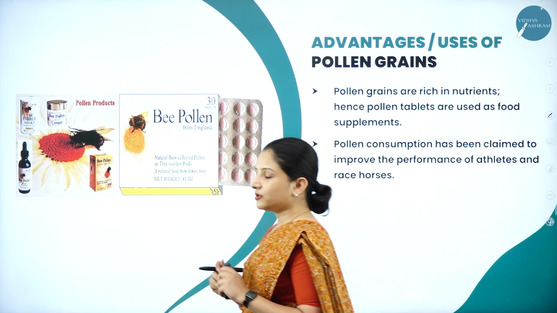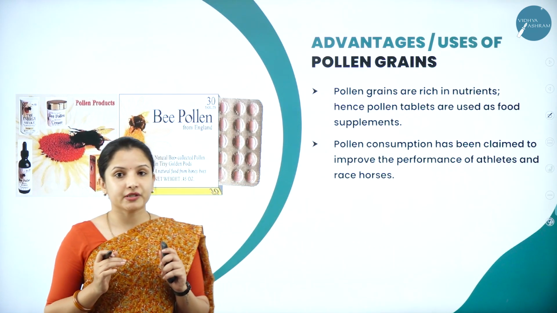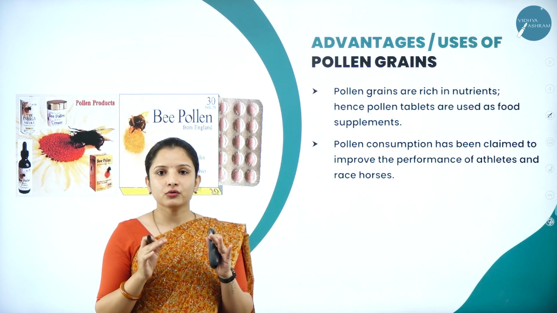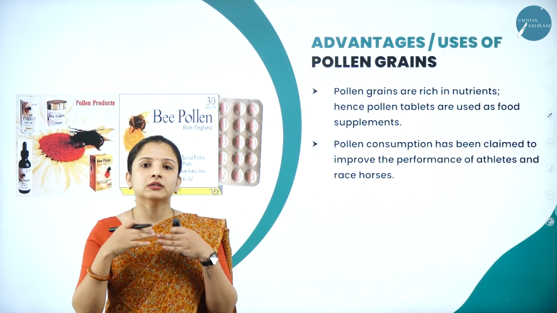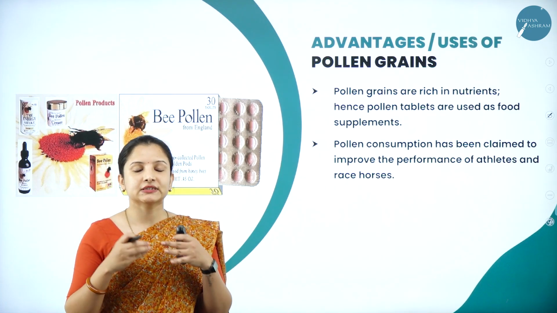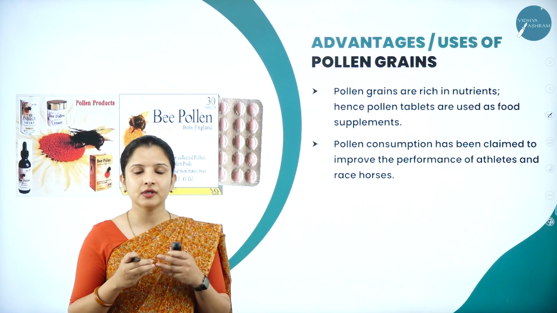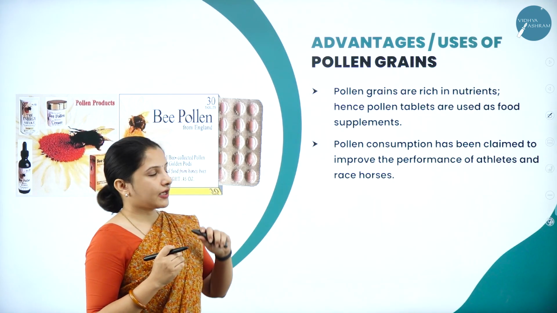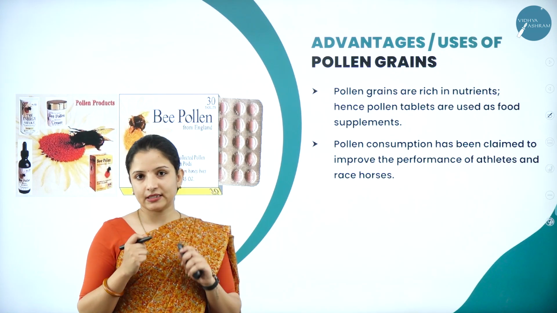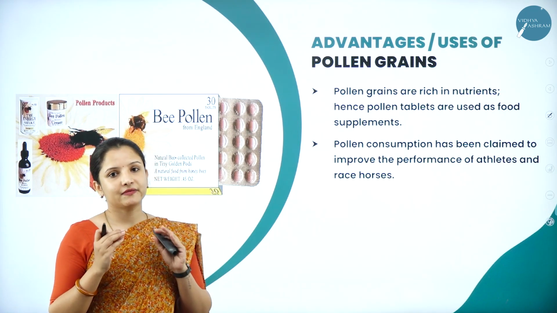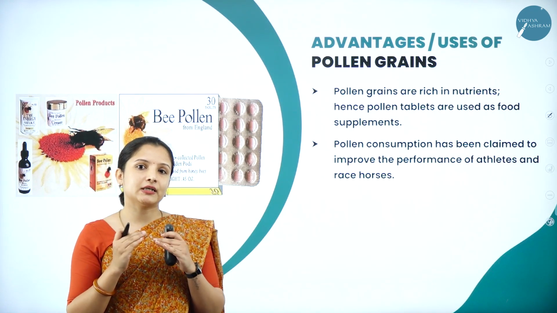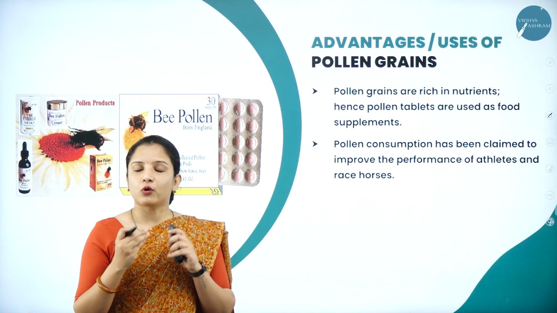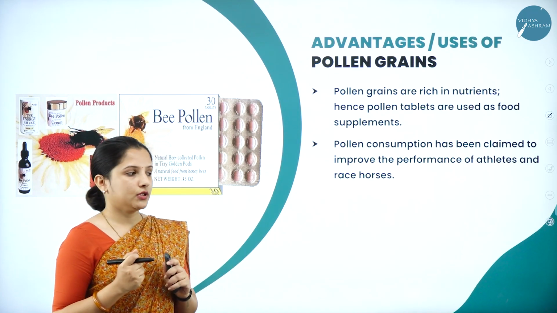So this was about the structure of the pollen grain. I told you pollen grains are very, very important to bring about the fertilization events. If the seeds have to set in a flower, then pollen grains are very important. But the pollen grains also have certain disadvantages to humans as well as animals. So first we'll study the advantages of pollen grains, and then we'll move on to the disadvantages of the pollen grains.